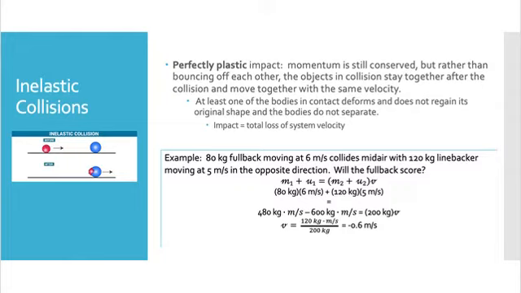To determine this, we need to use the equation provided here, which is that for the conservation of momentum for two colliding objects. Substituting the known values for the masses and pre-collision velocities gives us negative 0.6 meters per second. So essentially the fullback won't score. He and the linebacker will be moving away from the goal line with a velocity of 0.6 meters per second.